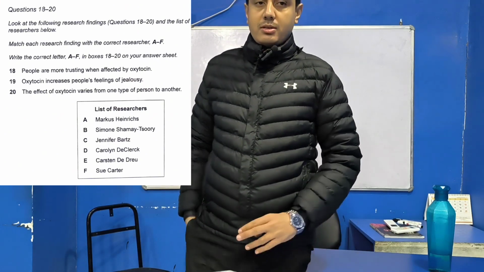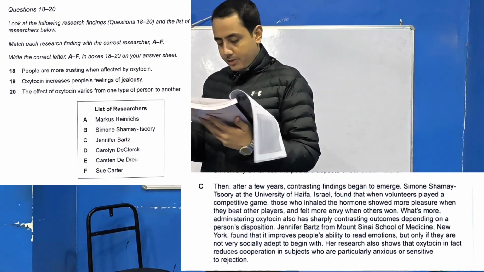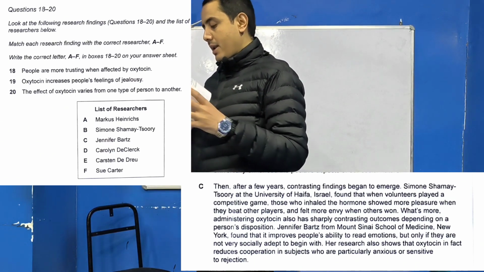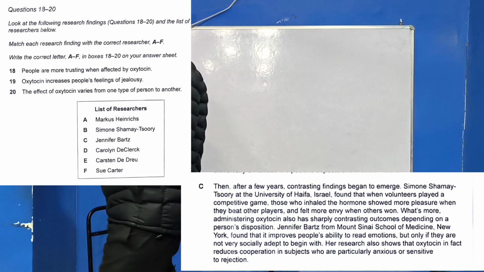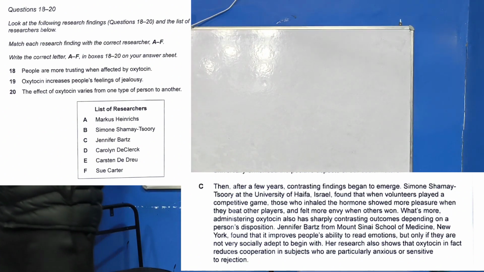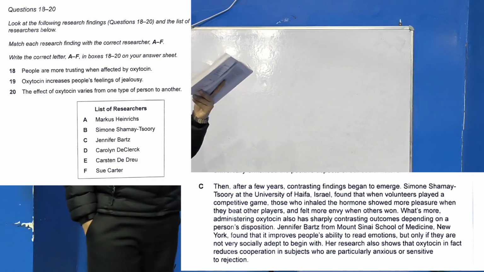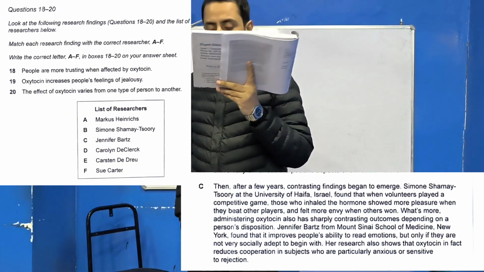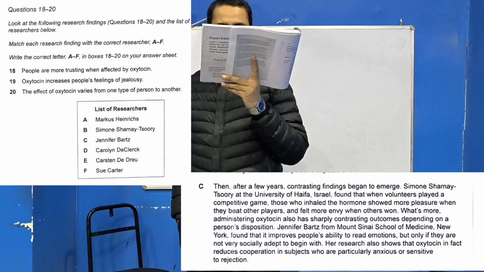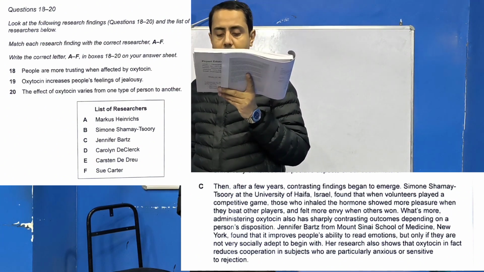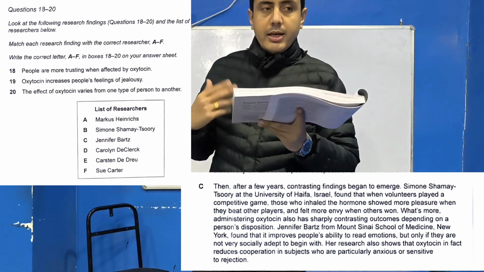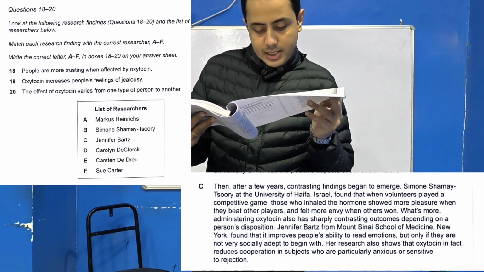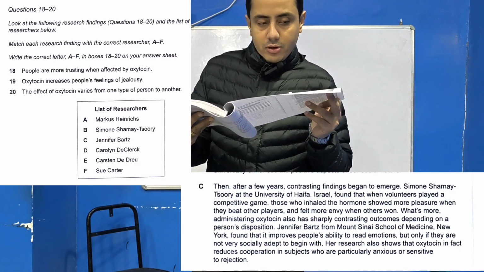Jennifer Barnes. Paragraph E. C. In the same paragraph C, okay. Jennifer Barnes from Mount Sinai School of Medicine, New York, found that it improves people's ability to read emotions, but only if they are not very socially adept to begin with. I don't think number 20 is talking about reading emotions. If you look at question number 20, it doesn't say reading emotions, it just says the effect of oxytocin varies.